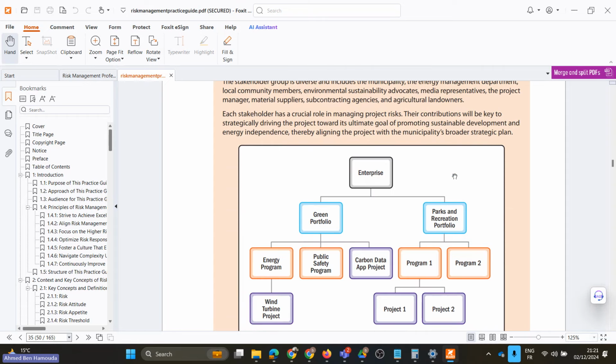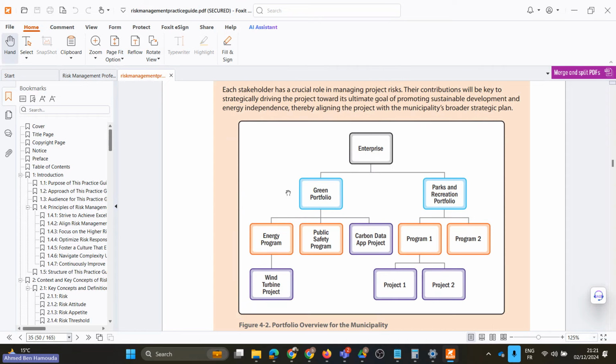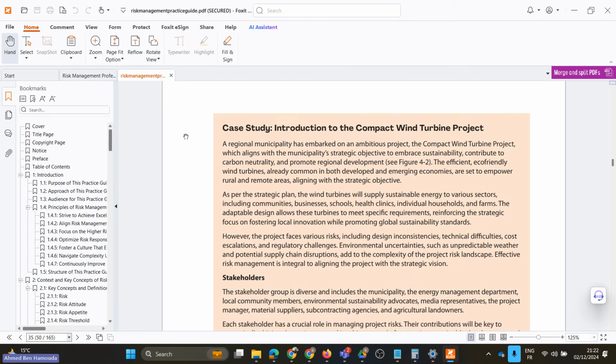Here we have the enterprise, the green portfolio and the parks and recreation portfolio. The green portfolio has an energy program, a public safety program, and a carbon data app project to create an app for this carbon data. The parks and recreation portfolio has two programs, and program one has two projects. And the energy program has the wind turbine project. That's actually the main core of this case study.